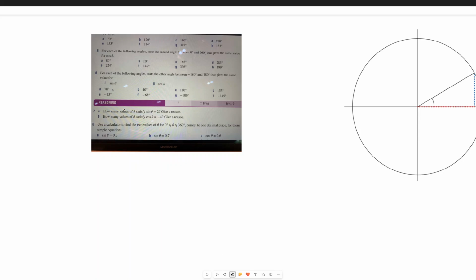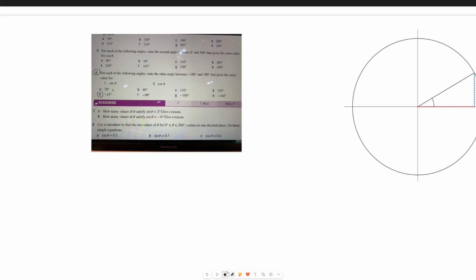So a viewer today sent me this question, and we're just going to have a look at how this works, okay? So the question is question 6 and specifically 6e, right? So this question is saying for each of the following angles, state the other angle between minus 180 and 180 that gives the same values for sine and cos, okay?